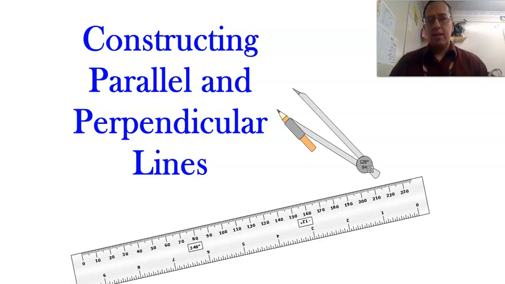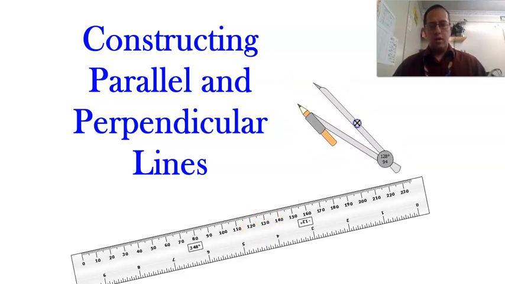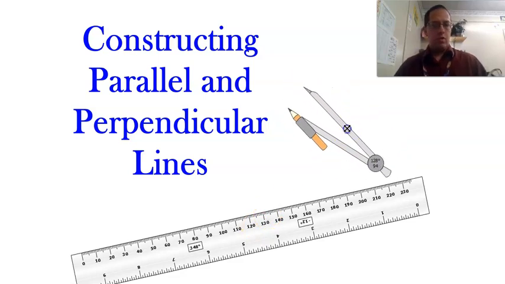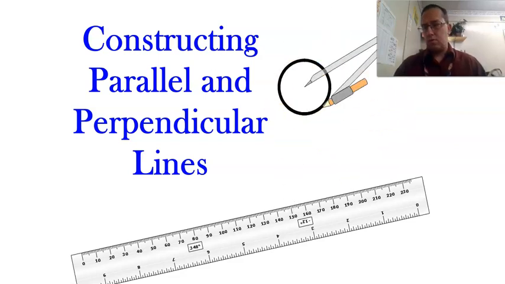Hello class, today we are constructing parallel and perpendicular lines. If you remember, geometric constructions only use a straight edge like a ruler and something to draw circles with, so a compass. Alright, so we can make our lovely little circles. Alright, so here we go.